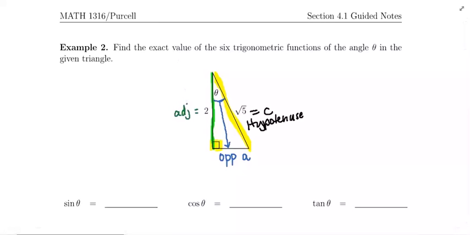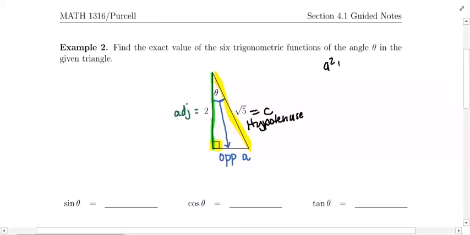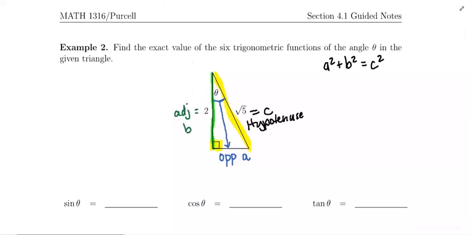Since we have a right triangle, we can go ahead and use the Pythagorean theorem, a squared plus b squared equals c squared, to solve for the opposite side. So let's plug in everything we know. I've labeled A as the opposite side, and we know the hypotenuse is referred to as C. So the adjacent side is going to be our B.